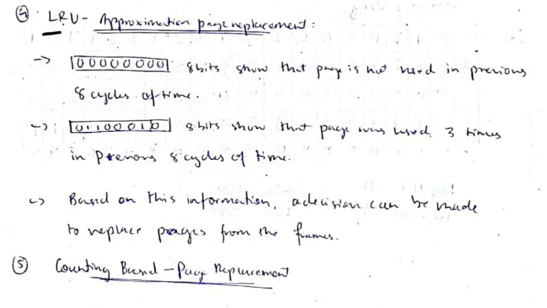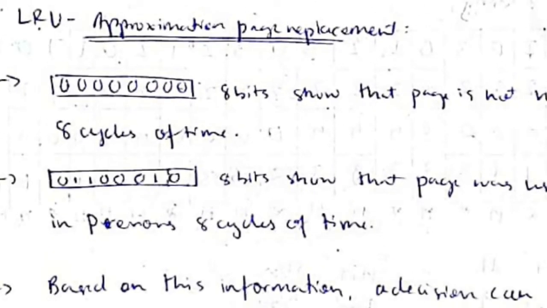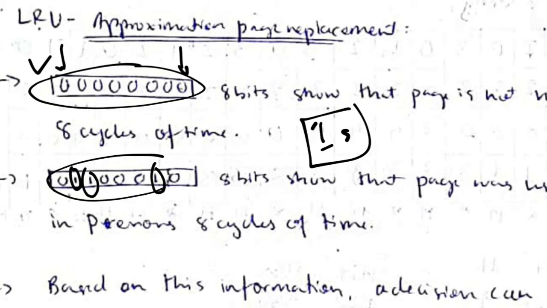The fourth one is LRU approximation page replacement. In this, 8 bits are used, which show if the page was recently used or not. Suppose that the processor checks each second how many pages are being used, and it updates this value. So in the previous 8 seconds, if a page was not used, it will all be 0. If it was used in some seconds, like 2, 4, and 5 seconds, it will be made 1. By using this information, we can decide which page to replace and which page not to replace.